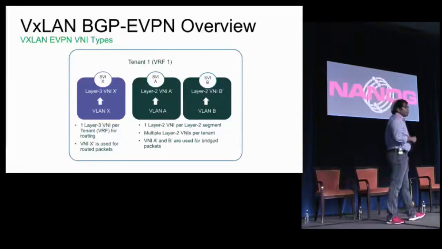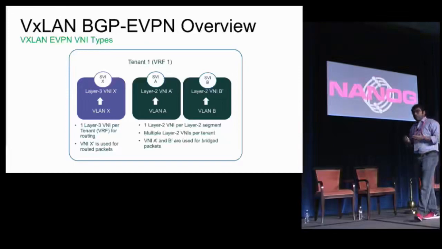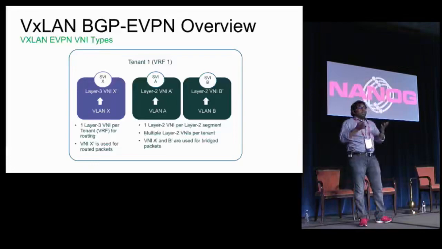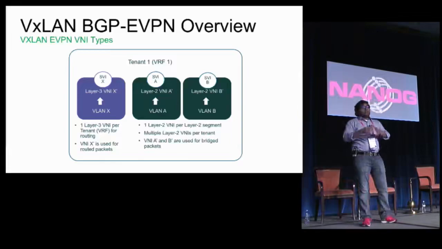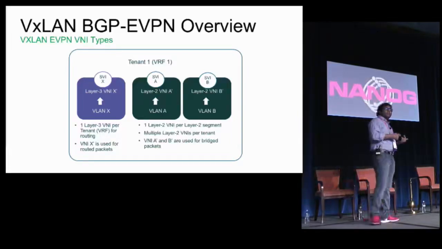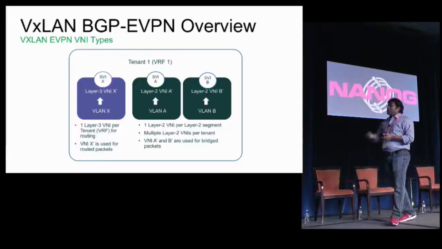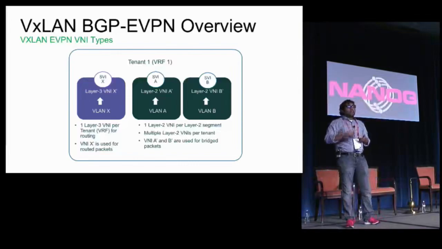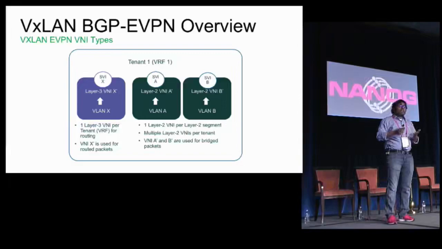So what are the different components? When you have an EVPN scenario, you have a tenant. Usually, you can correlate it to an MPLS VPN deployment with VRFs, virtual routing and forwarding instances. In that VRF, you have multiple layer 2 VNIs and one layer 3 VNI. The layer 2 VNIs take care of all the layer 2 forwarding, or the bridging of packets, whereas the layer 3 VNI takes care of processing the routed packets.